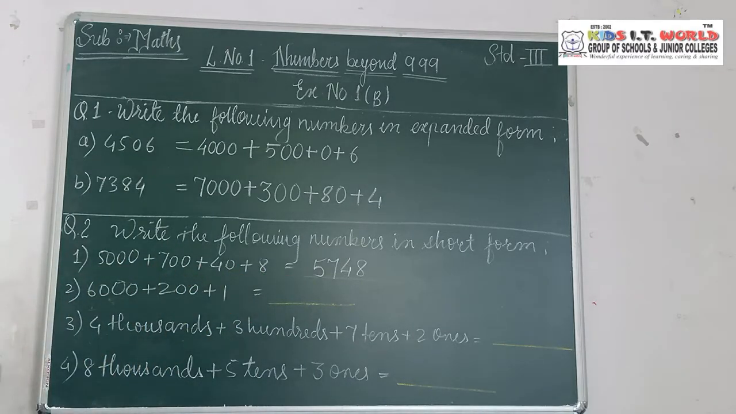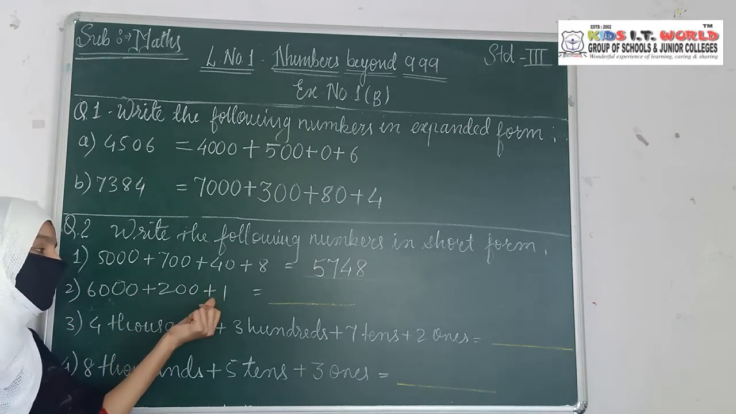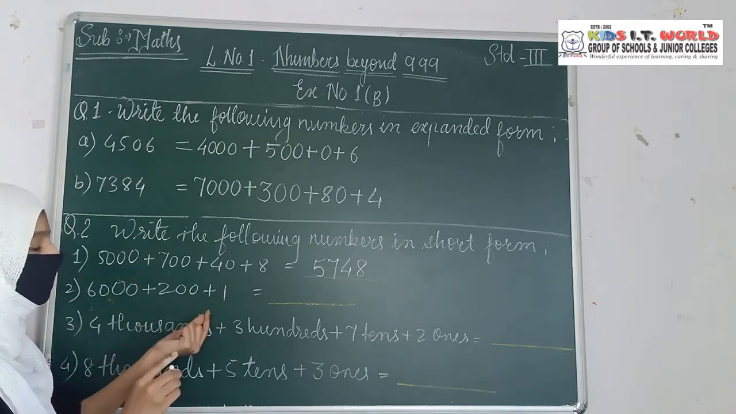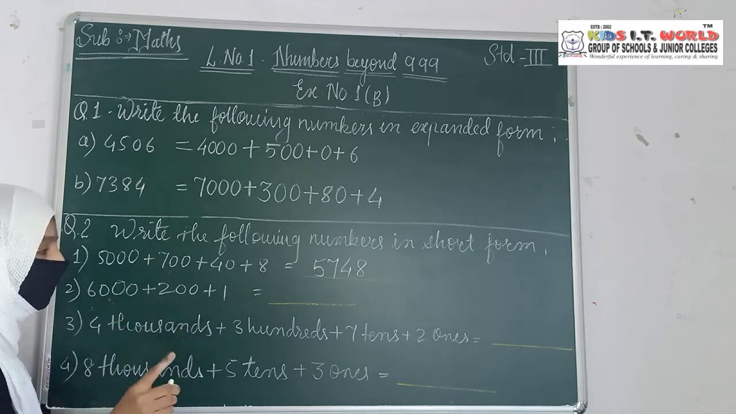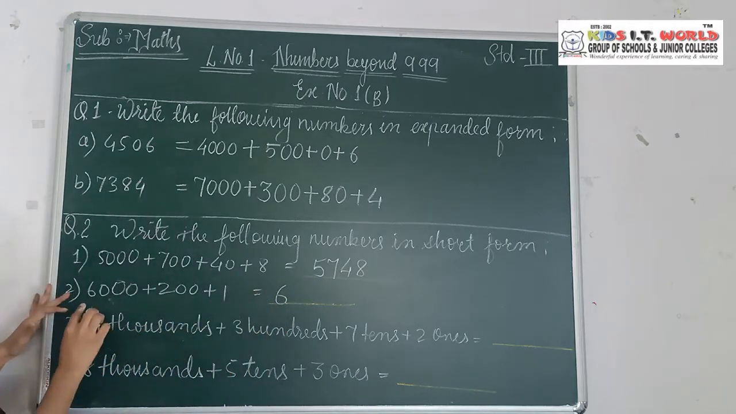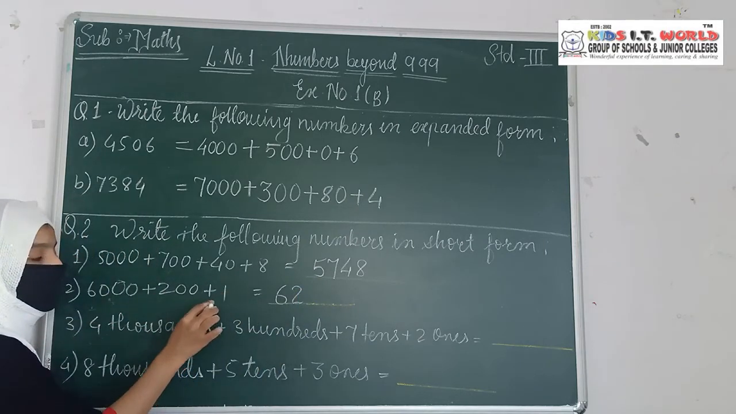Now the next one, it is 6,201. See, the tens place is not given to you. Means if the tens place is not given to you, on that place you have to write the 0. So start with the 6,000. It is 6. Then 200. So it is 2. See here the tens place is not given to you.